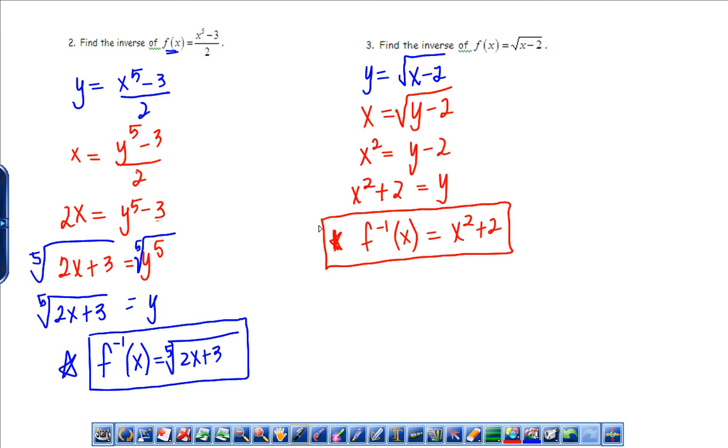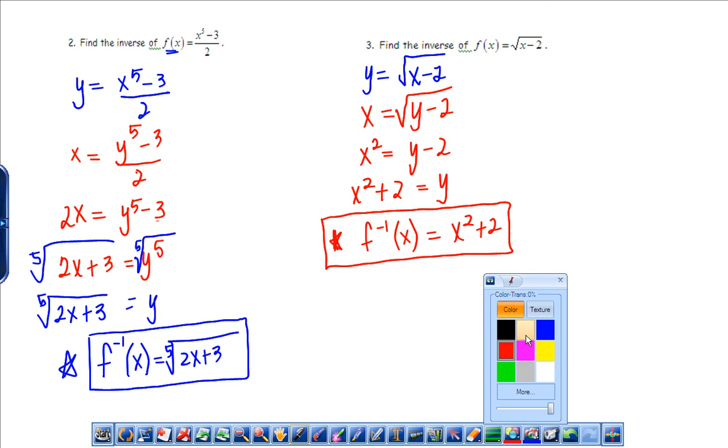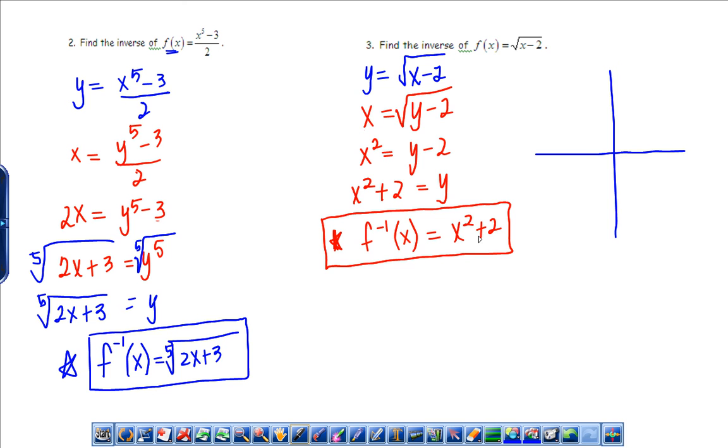This one I wanted to go ahead and show you a graph of. It's a little bit different, and the only reason I'm saying it's a little bit different is because this right here, the square root, is shifted over. So basically I have a square root function shifted over. So it looks like this. I have y equals x. A really bad line, but this is y equals x.